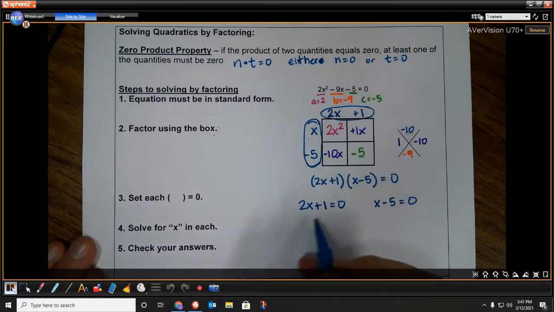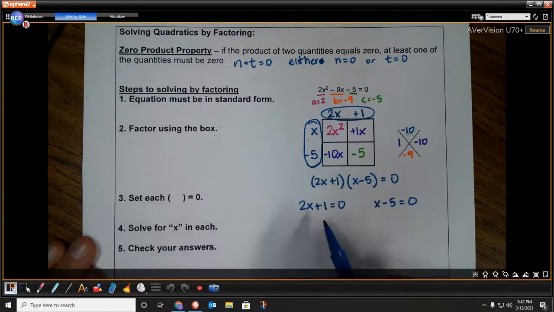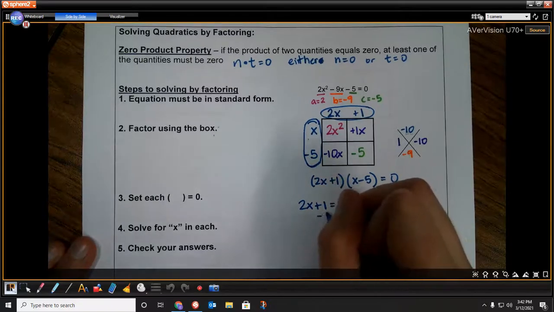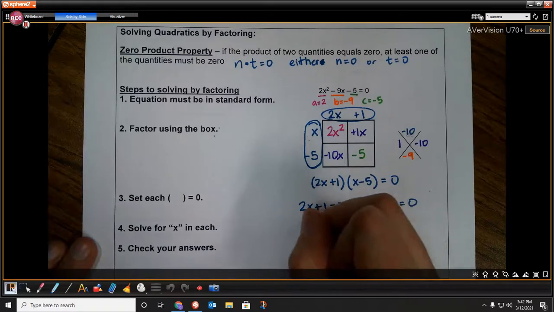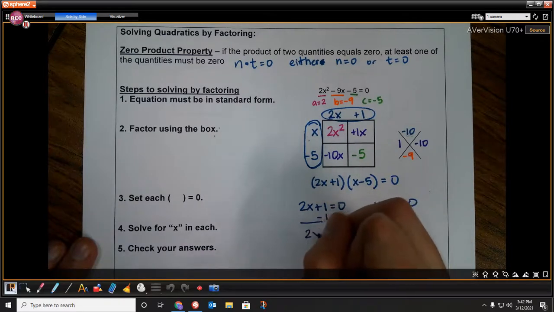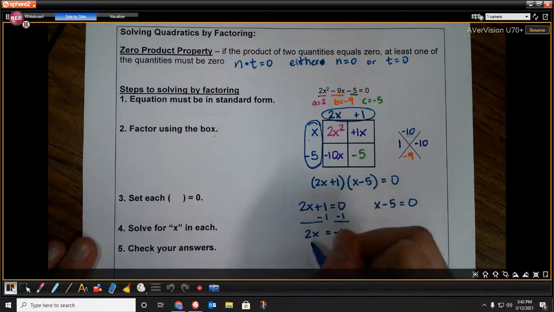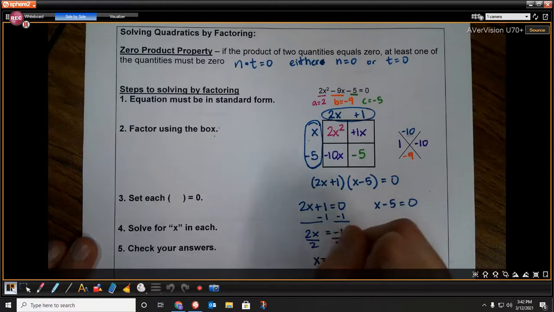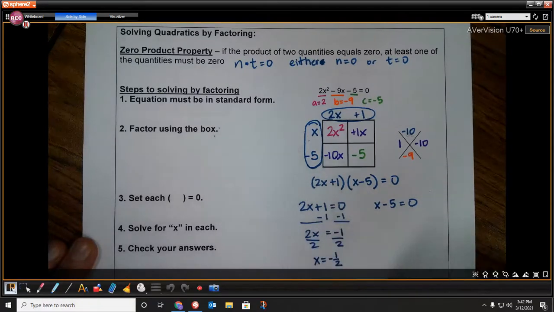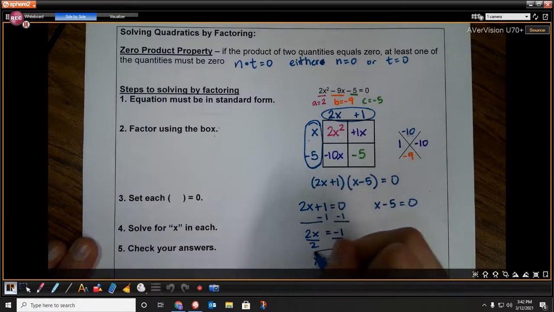All right, so first let's go ahead and solve. Now we just solve for x. So we're going to subtract 1 from both sides, and we get, let's see here, 2x equals negative 1. We divide both sides by 2, so my x is equal to negative 1/2 in this case.